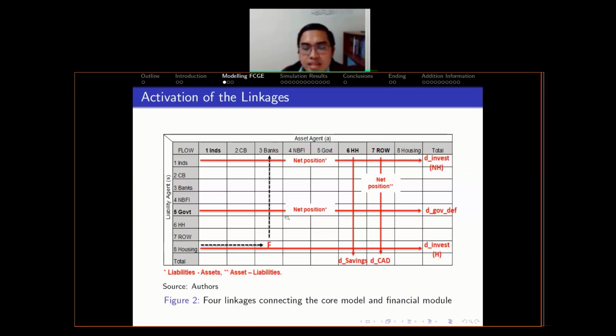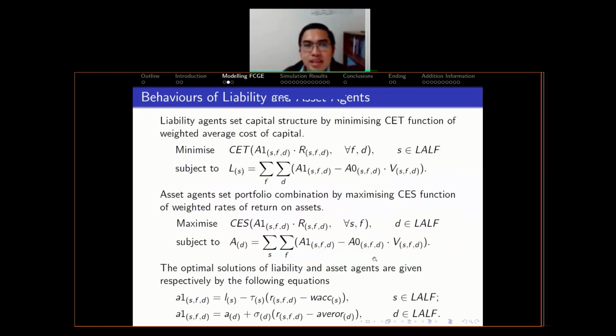So the net liability issuance of the government is the financing of the government deficit. And the net asset acquisition of the household is the domestic saving, the saving of the household in the real side model, the core model. And the net acquisition of the asset of the rest of the world is the financing of the current account deficit. So those are the linkages.